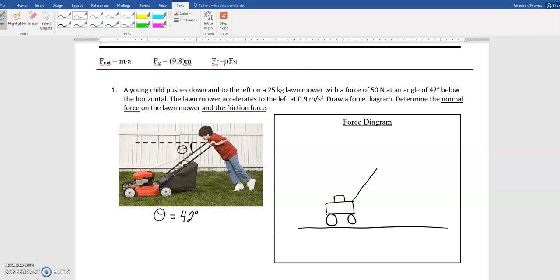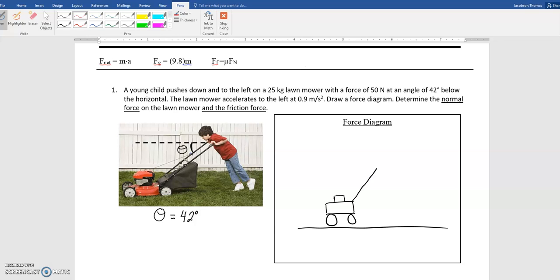All right, everybody, here's the solutions to this angled forces practice quiz. In this problem, it looks like a kid is pushing down and to the left on a lawnmower. He's pushing with 50 newtons at 42 degrees. He's accelerating to the left. We've got to draw a force diagram and determine the normal and the friction force.